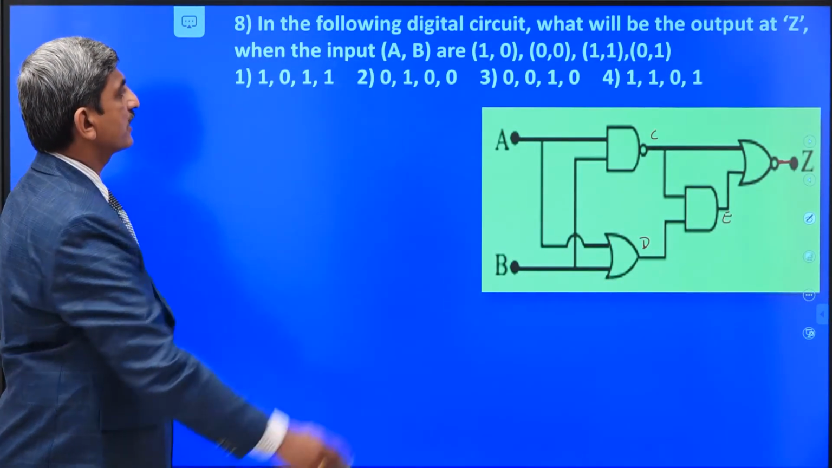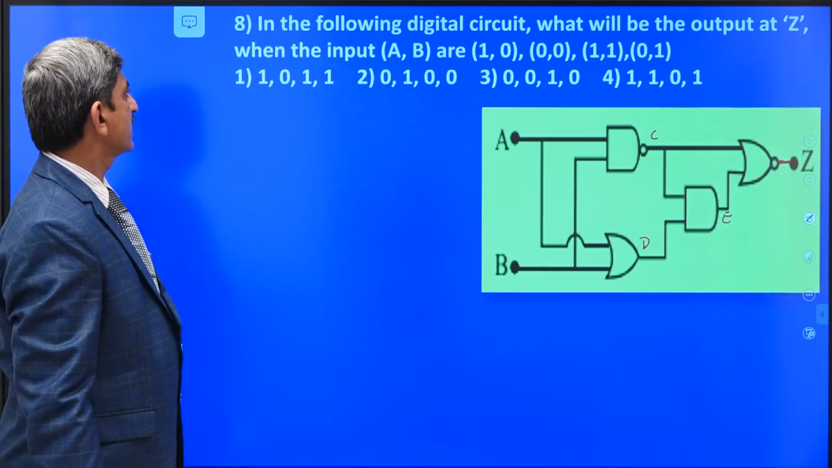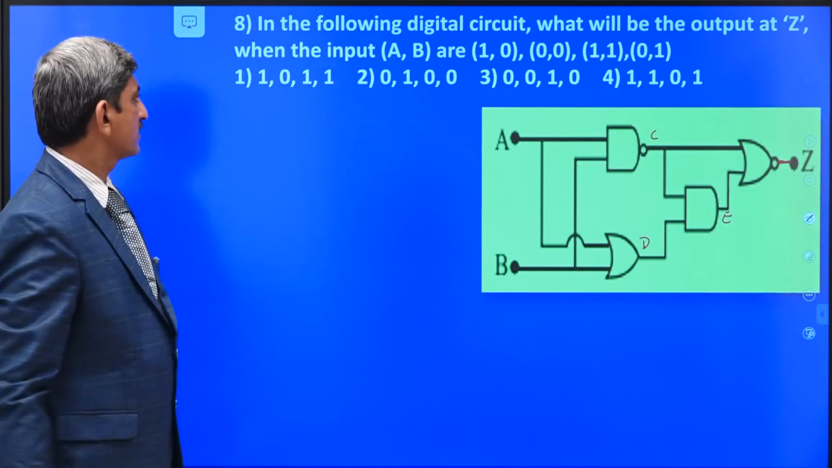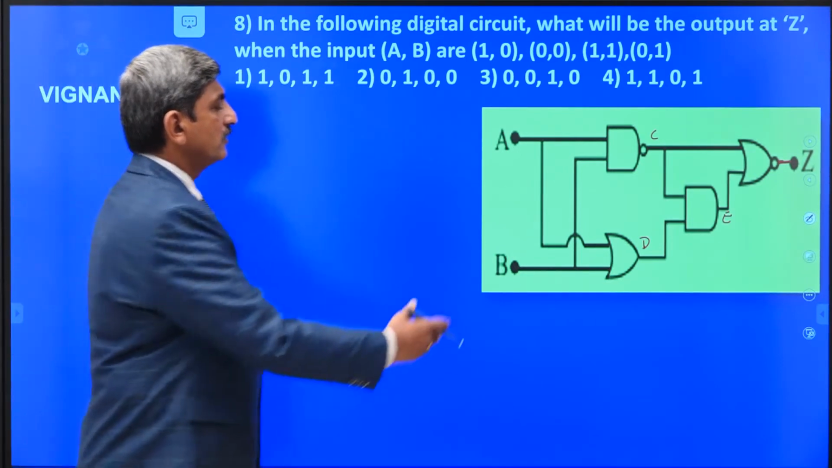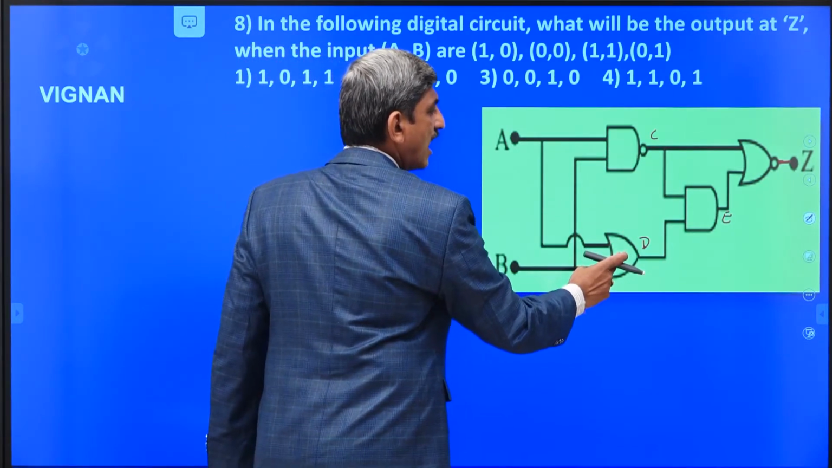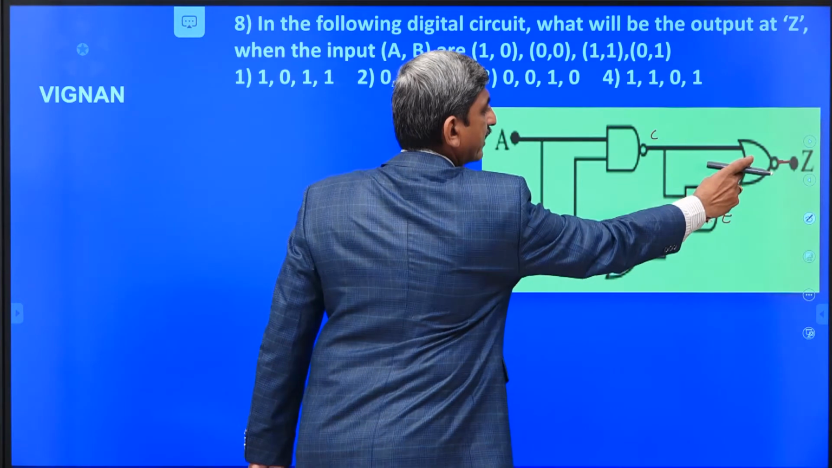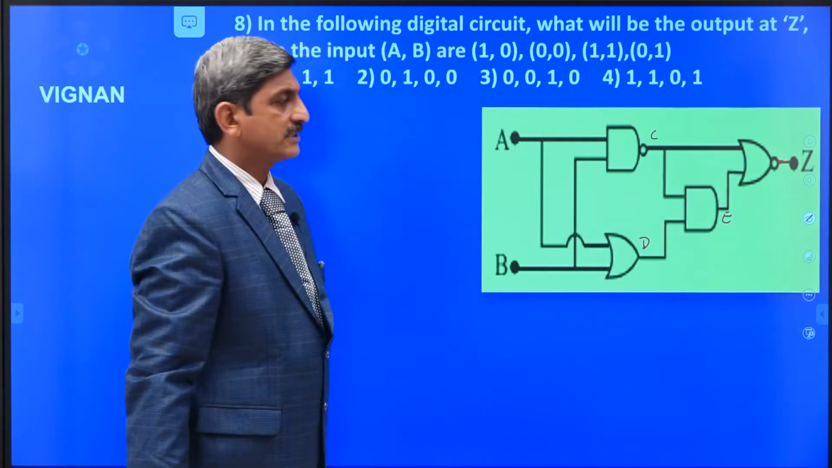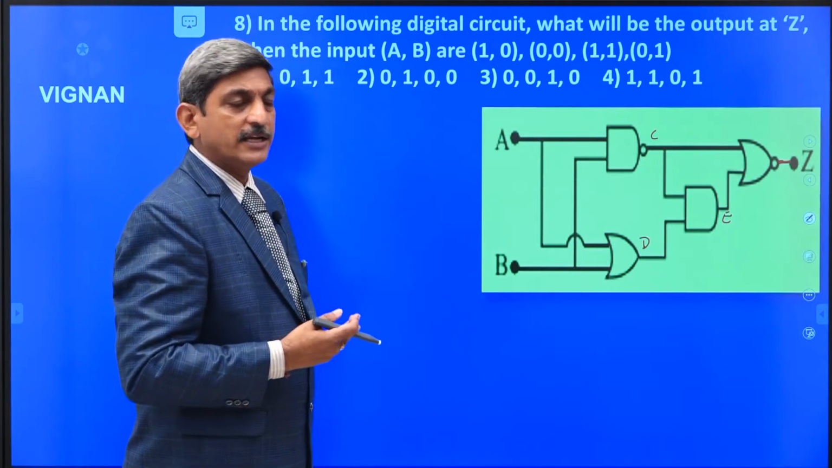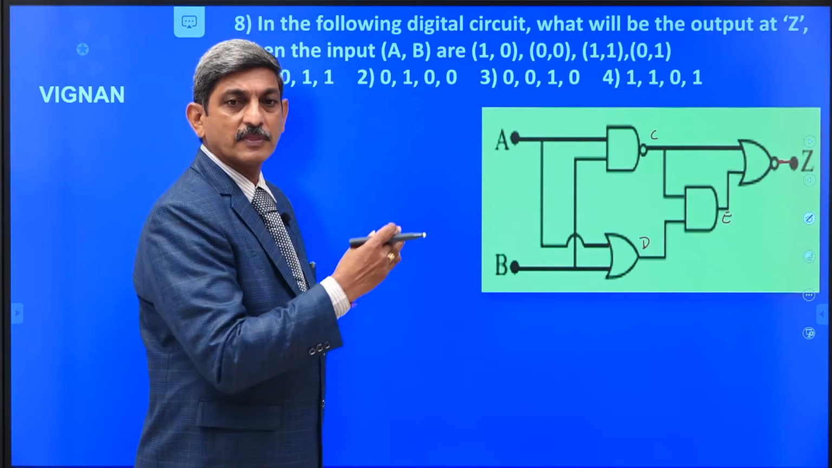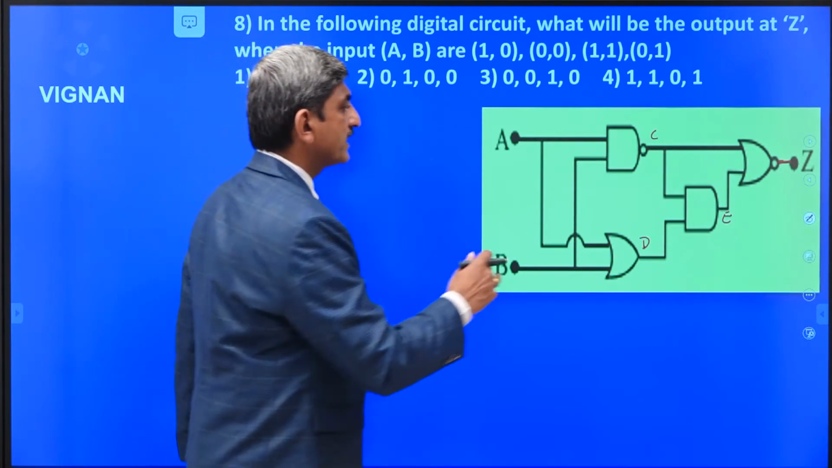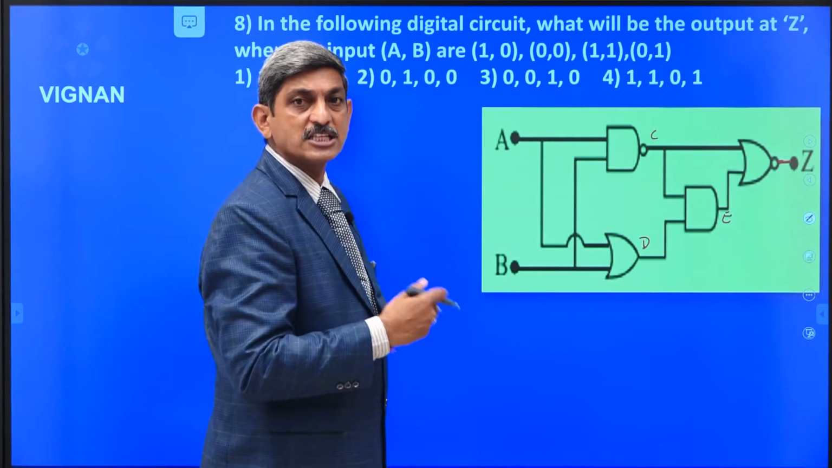In the following digital circuit, what will be the output at Z when the inputs A, B are given the 4 combinations? Now, this is the digital circuit which contains one NAND gate, one OR gate, one AND gate and one NOR gate. To find out the output of the logic gate, first of all we have to know the logical expression of the output in terms of the inputs. For that I am going to use some Boolean algebraic expressions.